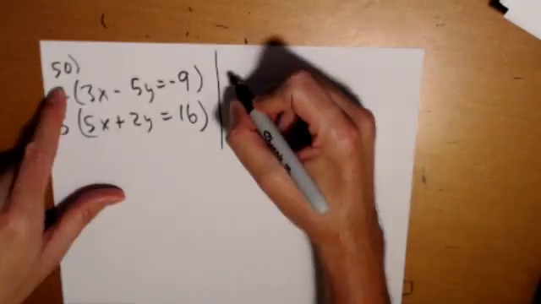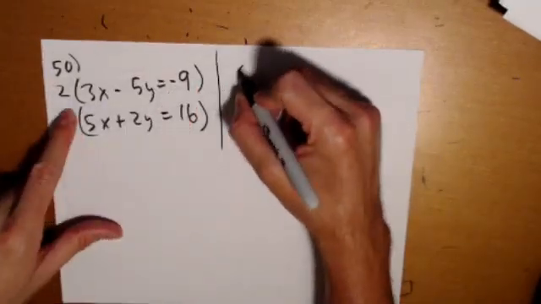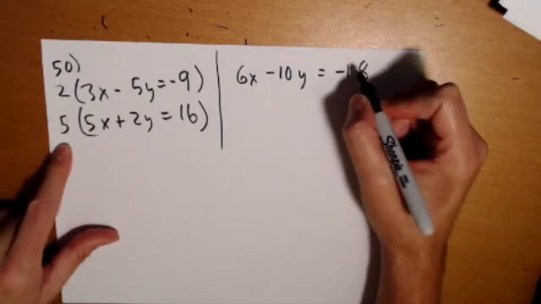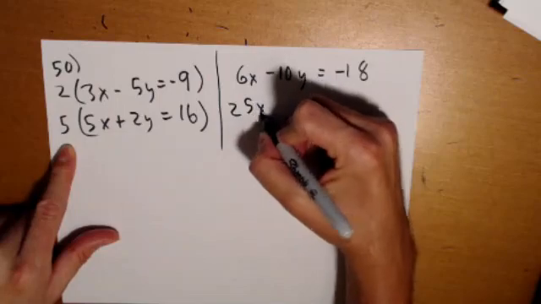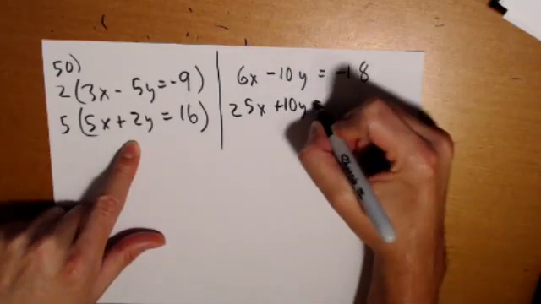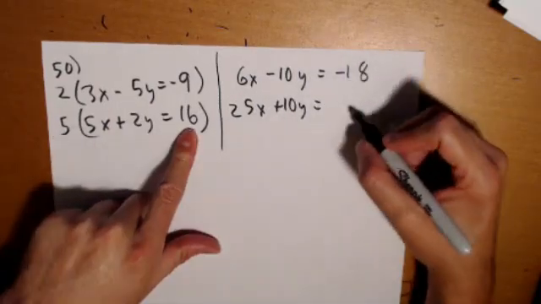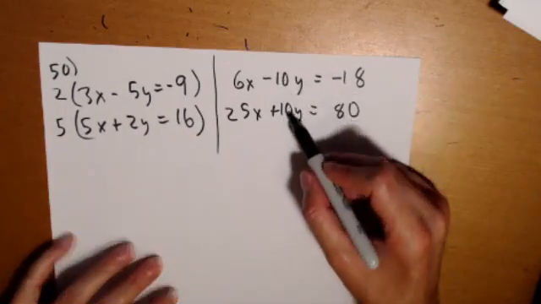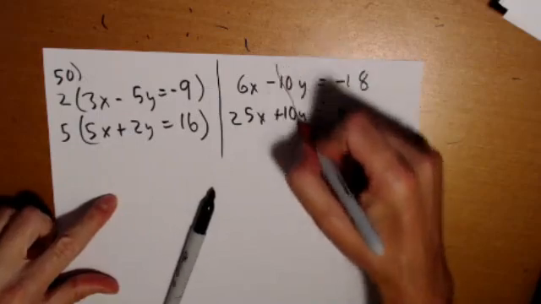Okay, so let me clean this up. That becomes 2 to everybody, right? Don't forget that guy. So 6x minus 10y equals negative 18. 25x plus 10y equals 5 times 16. Oh my gosh, 80. Okay, see that negative 10y over the positive 10y? That was our goal. Bye-bye.